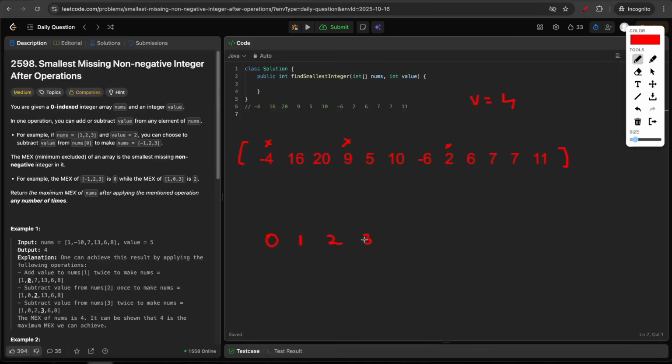We can form 3 by subtracting 4 from here. We can form 4 by subtracting 4 three times from this. 5 can be formed by just taking this number. 6 from this. 7, take it as it is. And 8 can be formed by subtracting 4 three times from this.